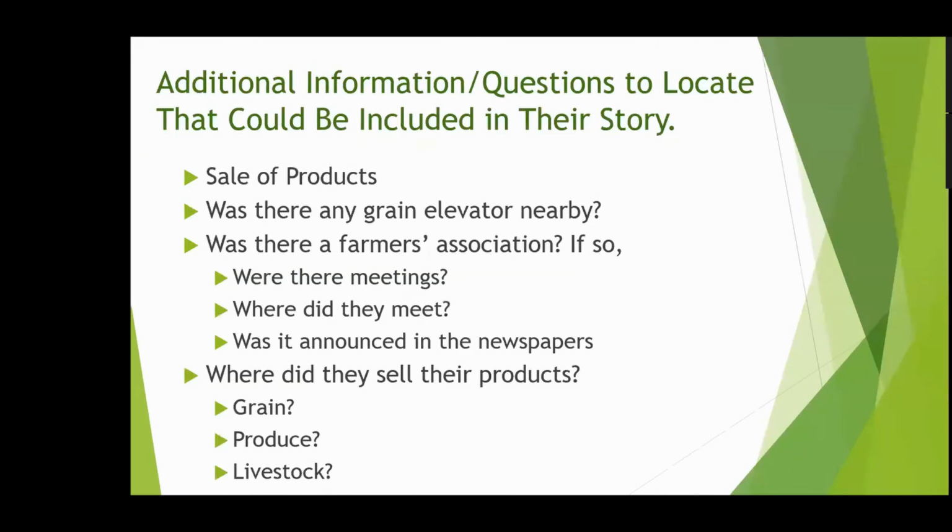Okay, additional information to locate would be the sale of the products. Were there any grain elevators nearby? Did they take it to the grain elevator, sold it there? Did they join a farmers association of some sort where they had meetings? How often did they meet? Where did they meet? Did they combine their produce to sell so it would take less cost of transportation? And so it'd be interesting to locate some of this information.